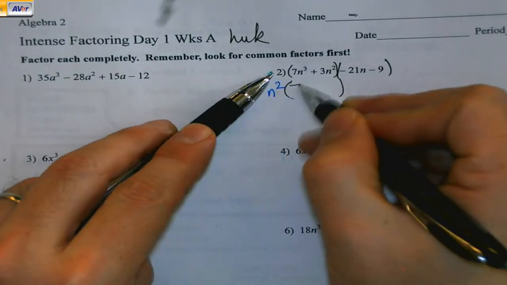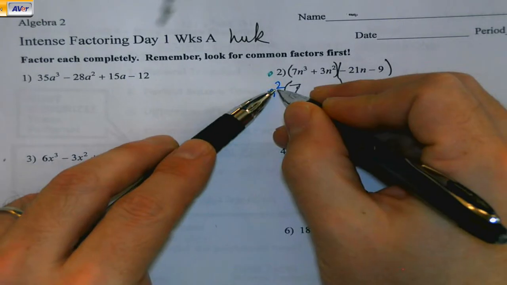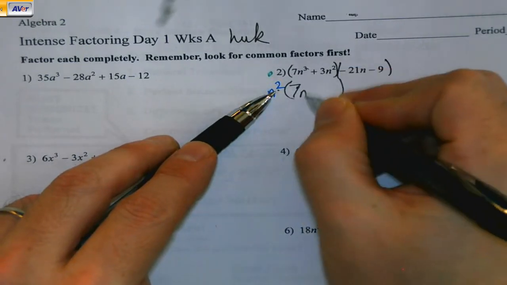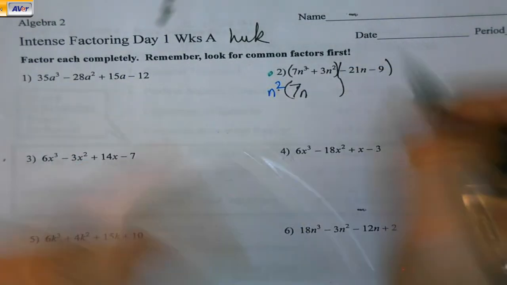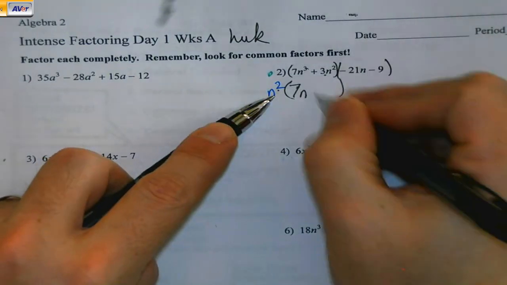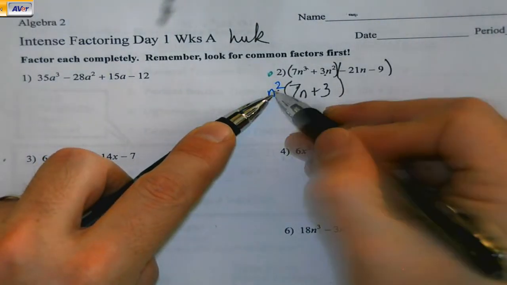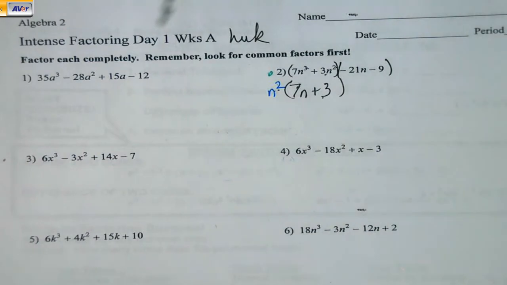So I need the 7. I have n squared. I need to get to 3, so I need one more. My next term, I need the 3, and I've already got the n squared, so that's as far as I need to go.